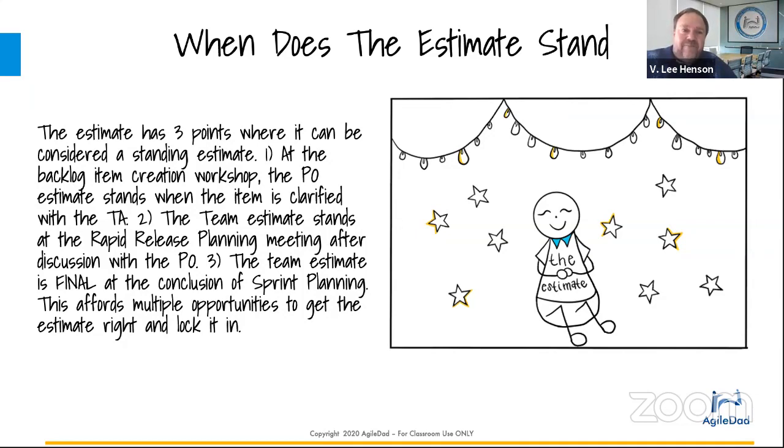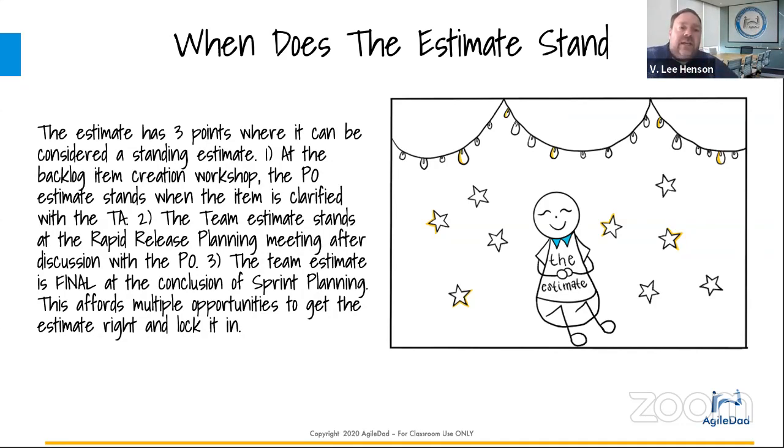That's the TA. 2, the team estimate stands at rapid release planning. They're doing the work, right? So after they have a discussion with the product owner, if there's any items with disparity, I think it's important for us to know, hey, the team's doing the work. They're the ones who are going to be pressing forward. We need to make certain that they have a clear understanding of what the estimate is and that their decision is the one that we're going to run with after release planning with regard to the size of the item, knowing that we still have chances in refinement to change it and again in sprint planning.